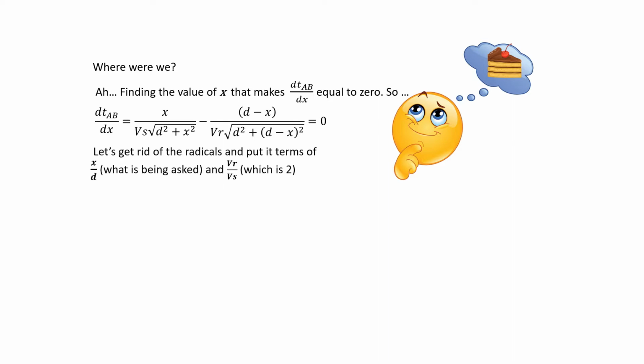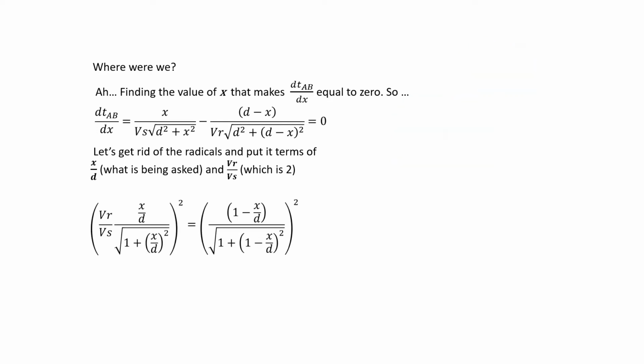Okay, let's get rid of the radicals and put them in terms of x over d, which is what's being asked, and Vr over Vs, which is 2. There. Are you already terrified, or should I go on?